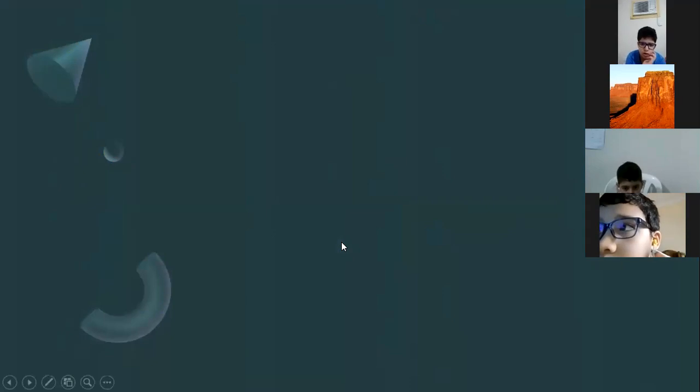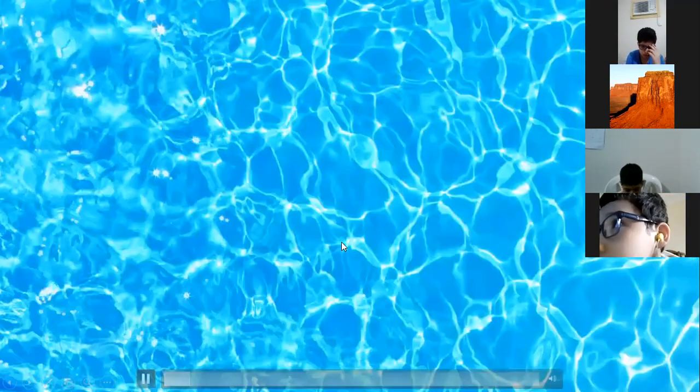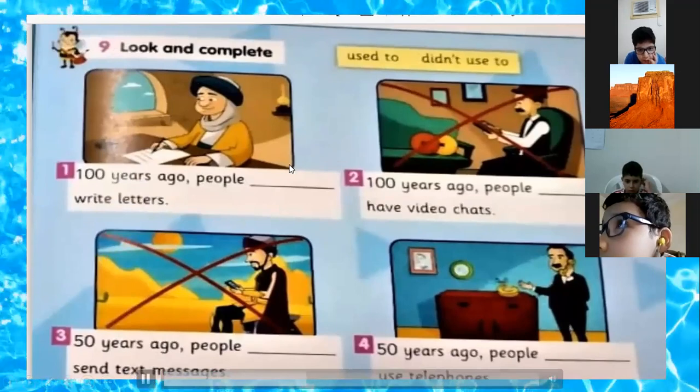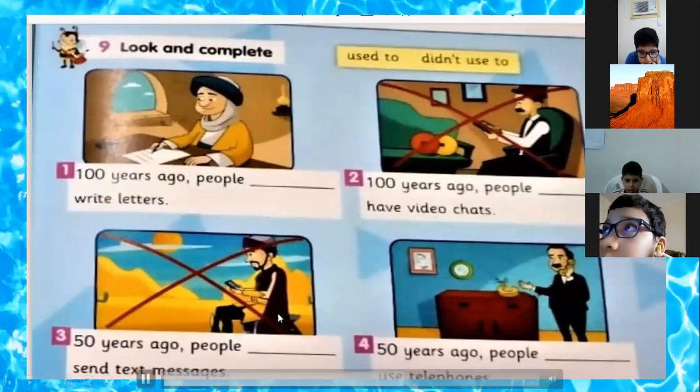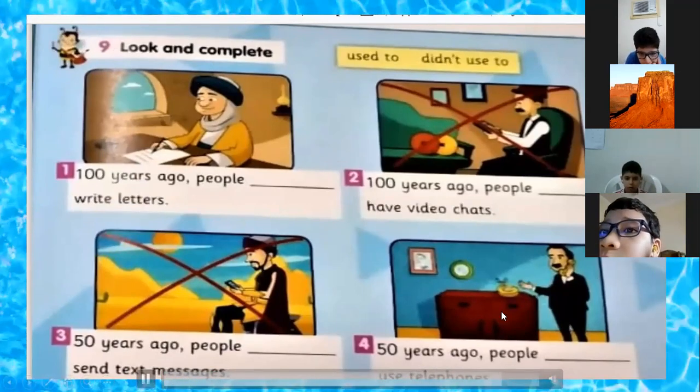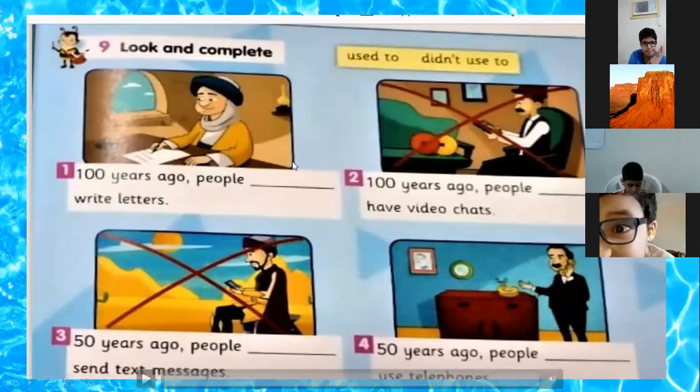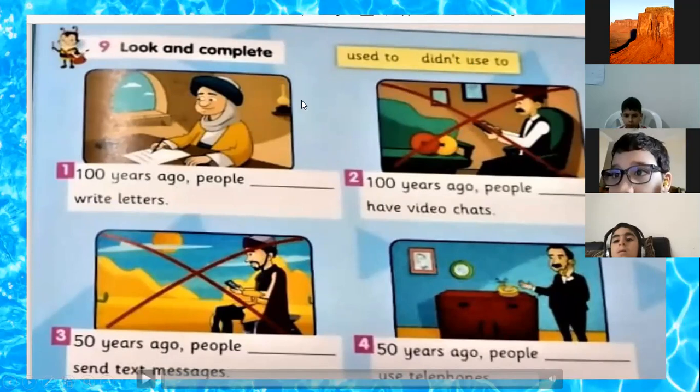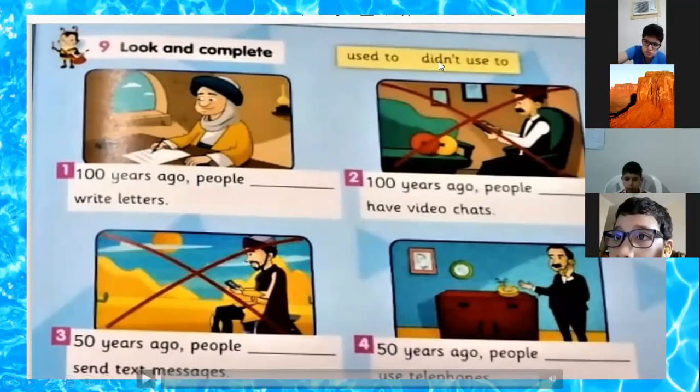Let's have an exercise. In this exercise, we have four pictures and four missing words. We have to fill in the spaces using used to or didn't use to. Look at the picture which doesn't have X, we use used to. The picture which has X on it, we use didn't use to.